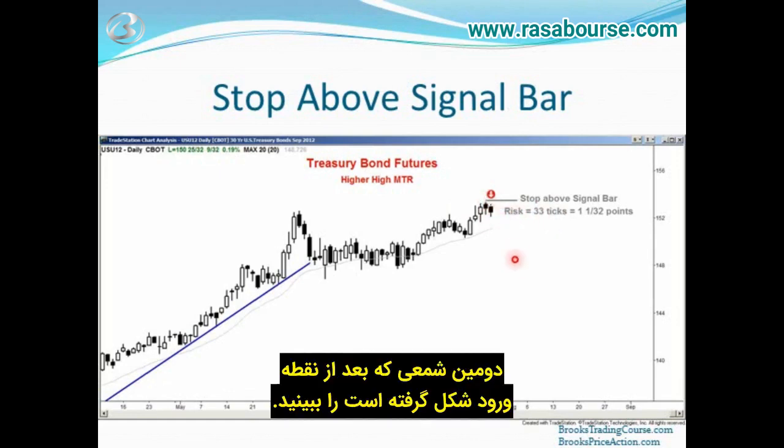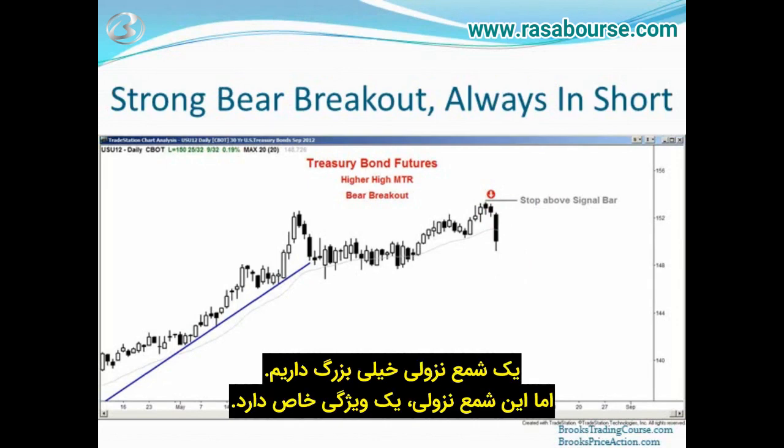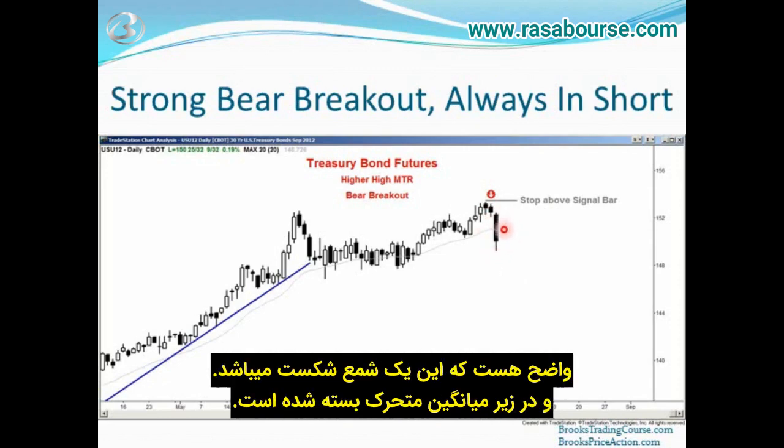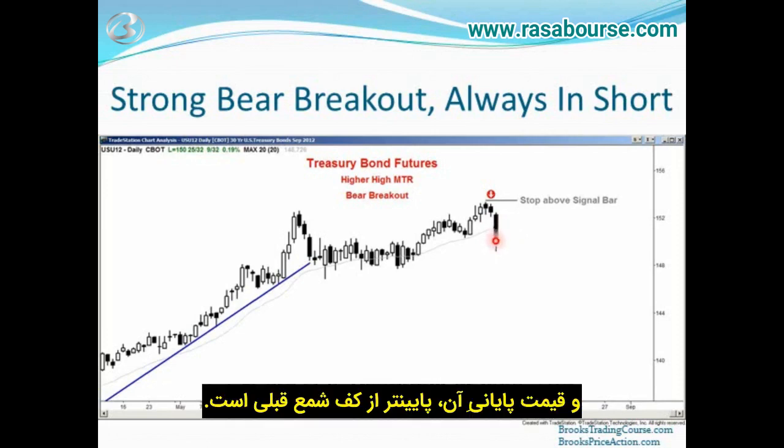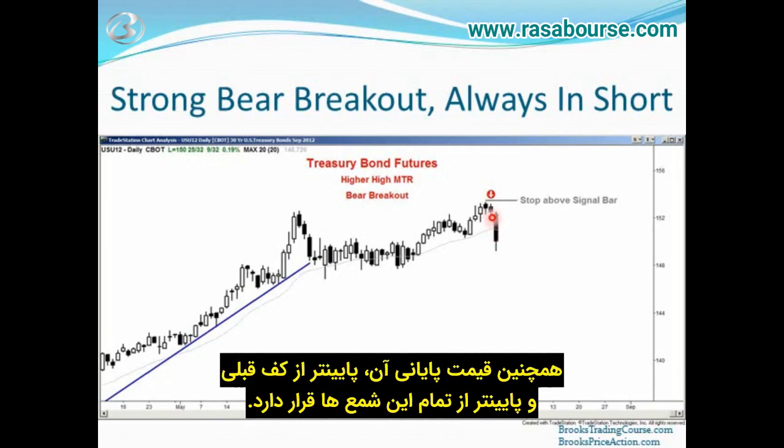So look what followed 2 bars after the second bar after the entry. We have a very big bear bar, but there's something special about this bear bar. It's a breakout bar, obviously. Its close is below the low of the moving average. Its close is below the low of the prior bar. So there's a big gap between the close and the low of the prior bar.